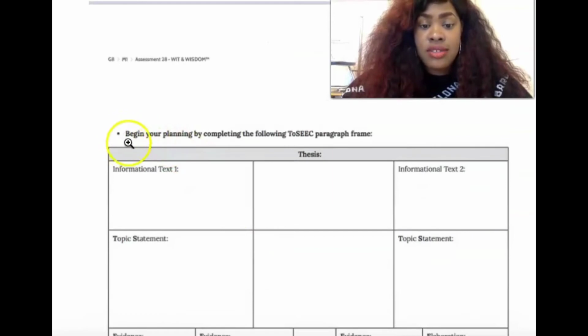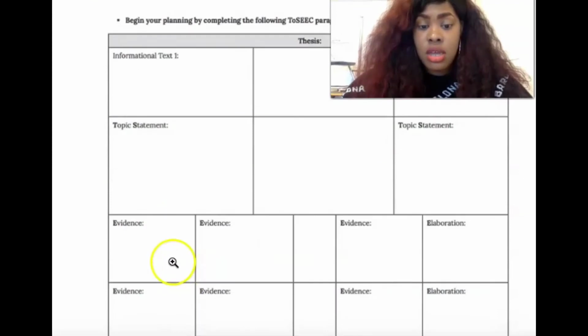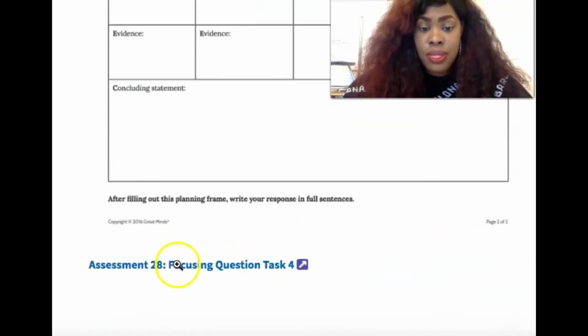This here is for your planning to complete your TOSEC. So you would write down the text that you're going to be talking about, and then the topic sentence, and then your evidence and your elaborations here. And then after you fill this out, then you can start to frame or form your essay.